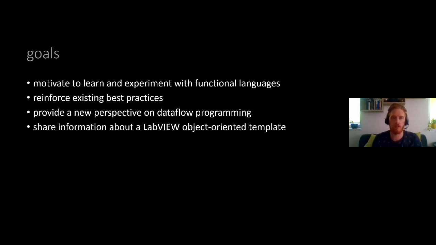So what are my goals? I want to motivate everybody to learn and experiment with functional languages. I want to reinforce the existing best practices that we already have in LabVIEW and that are well documented. I want to provide a new perspective on data flow programming. And I want to share information about the LabVIEW object-oriented template, the template that I'm going to link at the end.